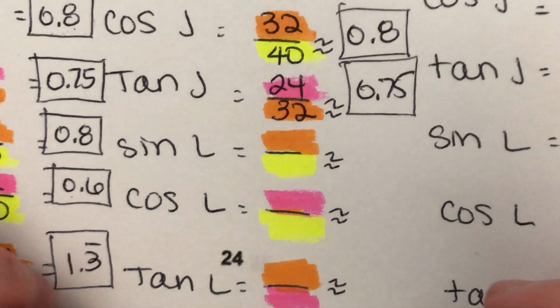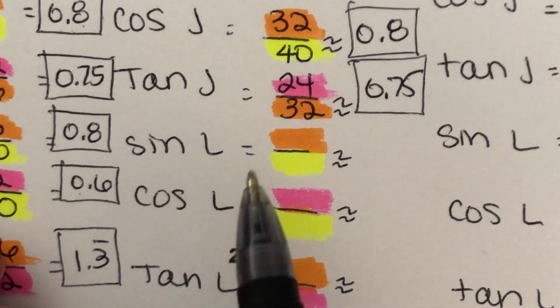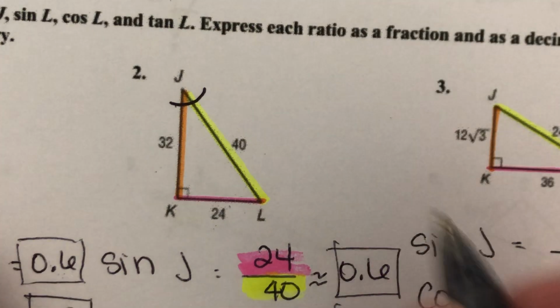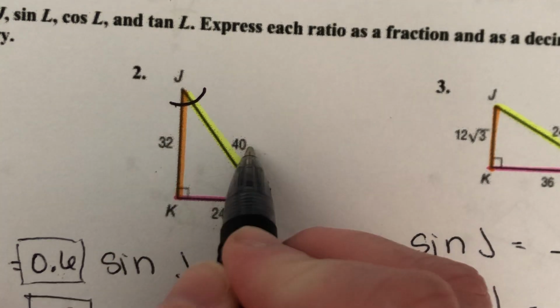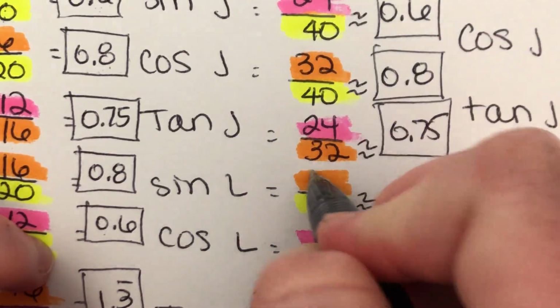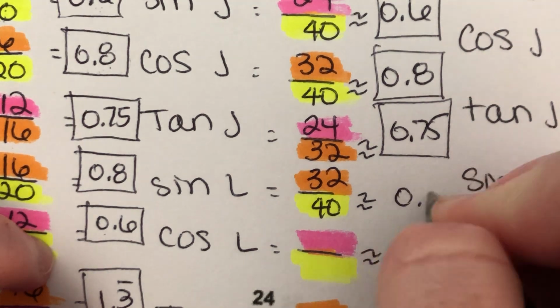Okay, so then we have angle L. It should be the same numbers that we got here, but let's just make sure. So the sine of L, sine is opposite over hypotenuse. Here's L. So opposite would be 32 over hypotenuse, which would be 40. And if we divide 32 by 40, we get 0.8.